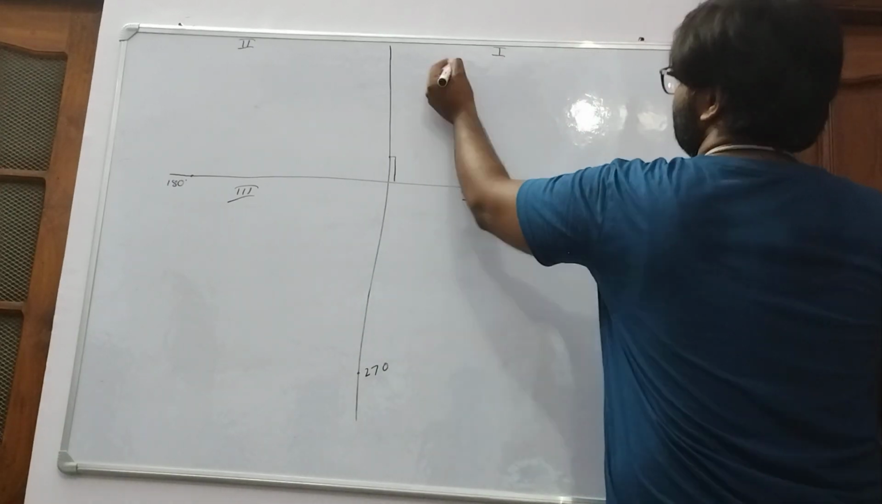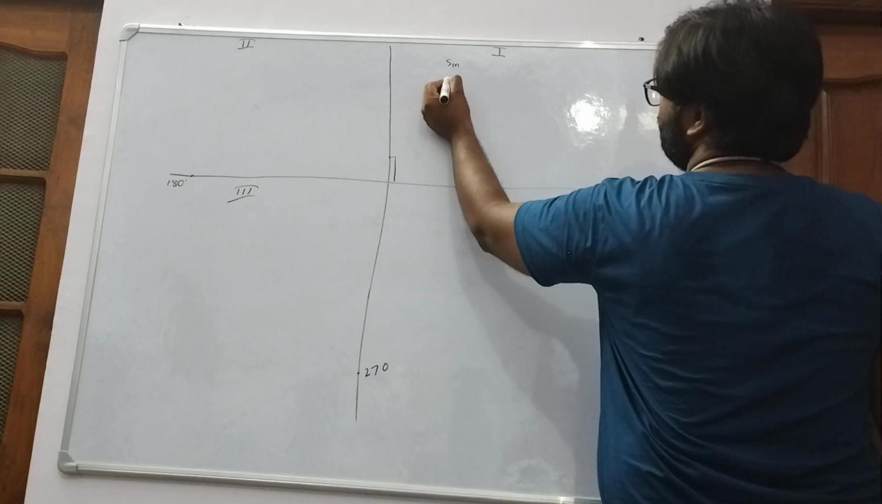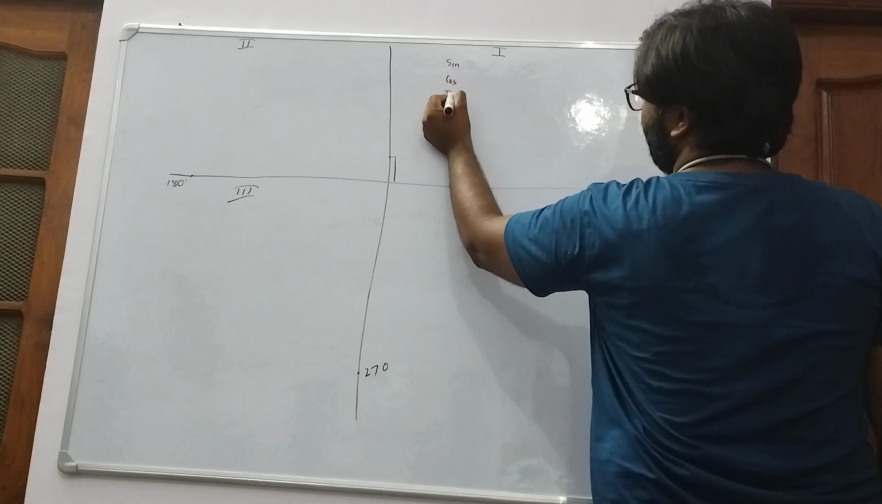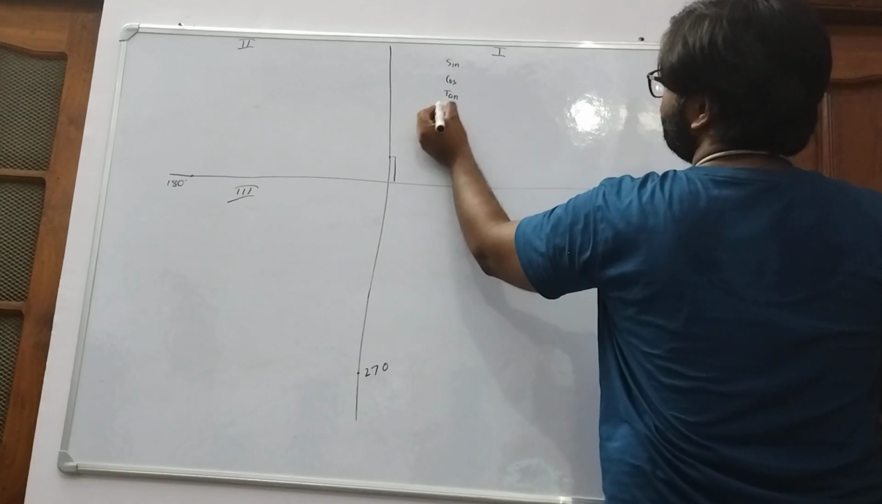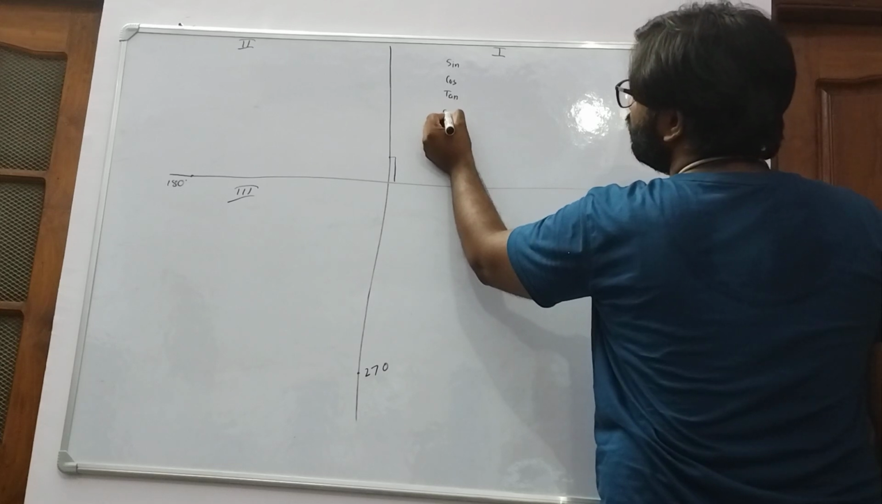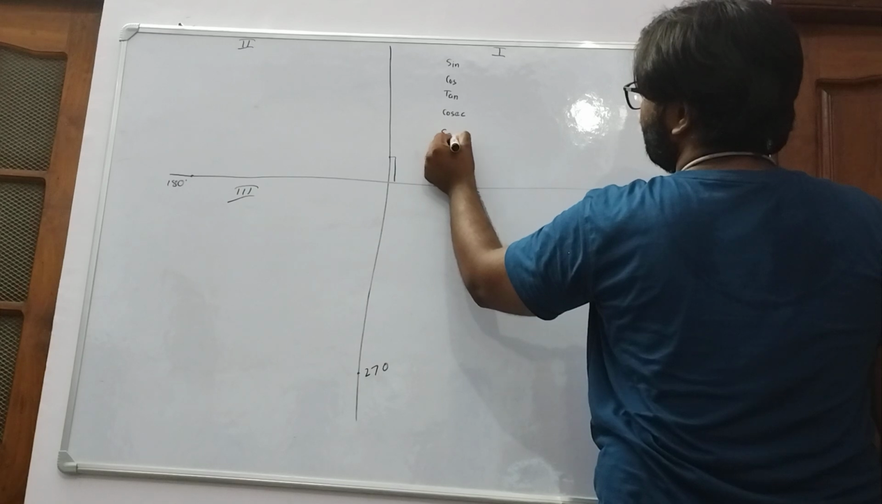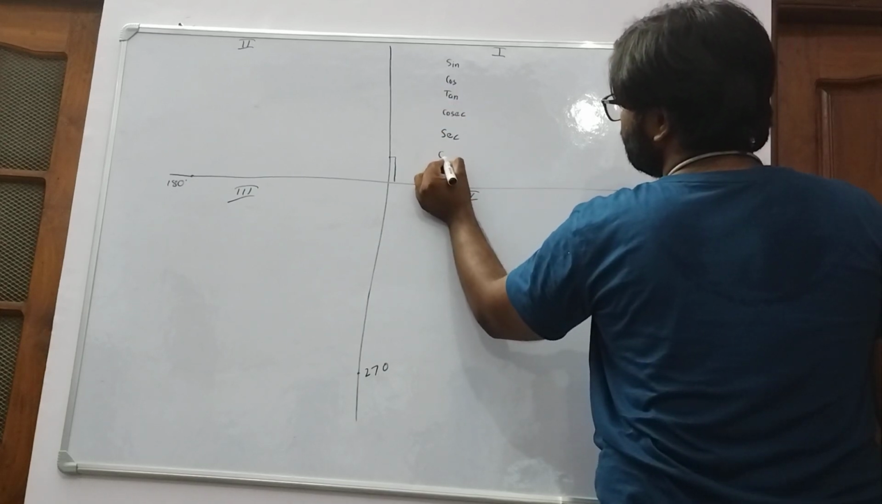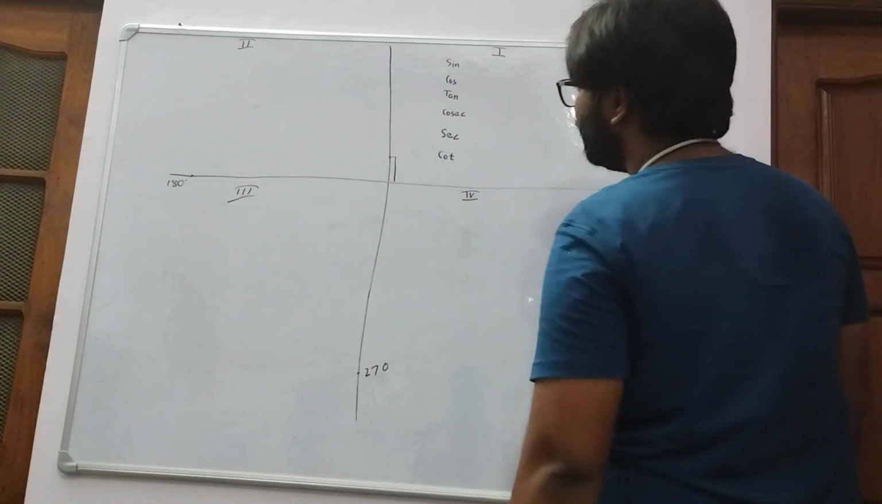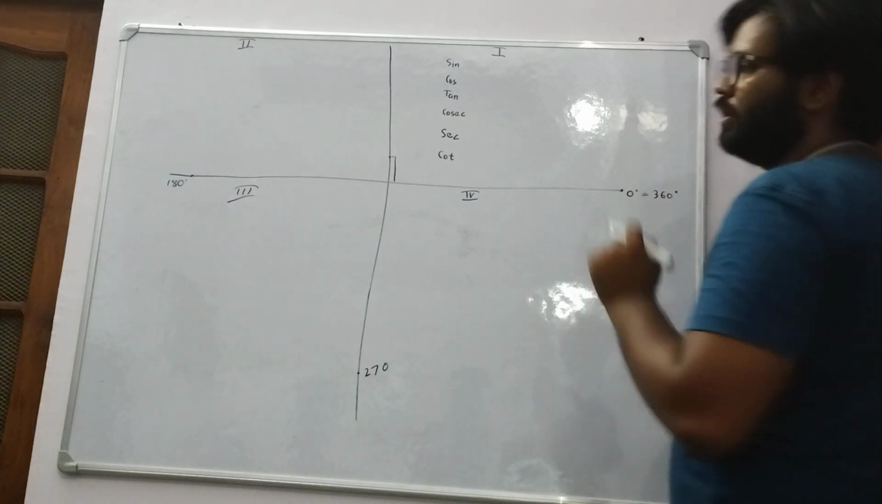Now we have 6 trigonometric ratios: sine, cos, tan. The reciprocal of sine is cosec, the reciprocal of cos is sec, and the reciprocal of tan is what? Okay, we have 6 trigonometric ratios.